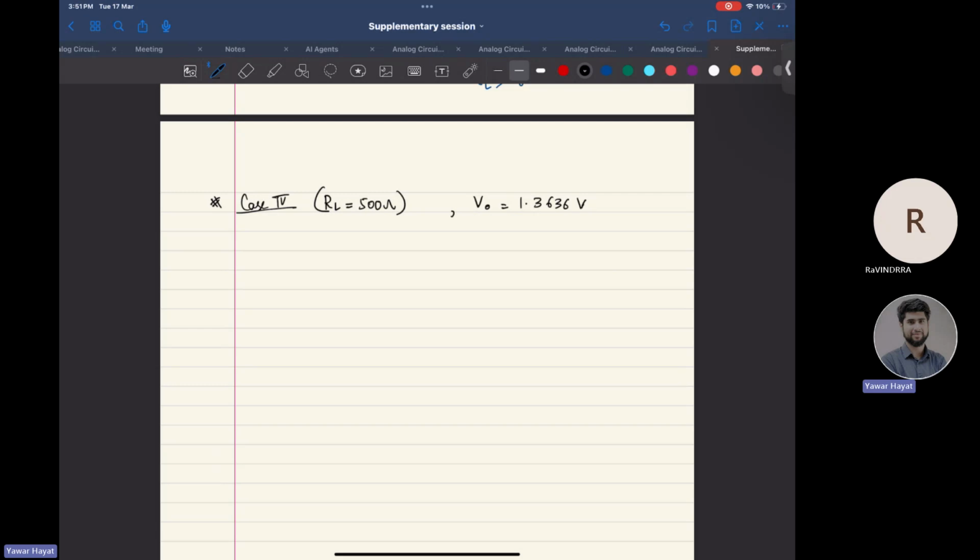Okay, so this V output would be 1.3636 volts. Okay.